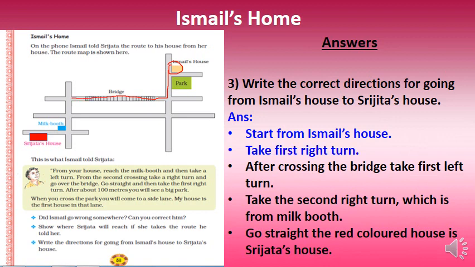So next step, what is that? Take the second right turn. This is the first right turn and this is the second right turn, which is from the Milk Booth. Now go straight. The red colored house is Srijata's house.